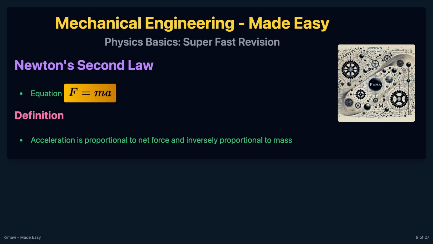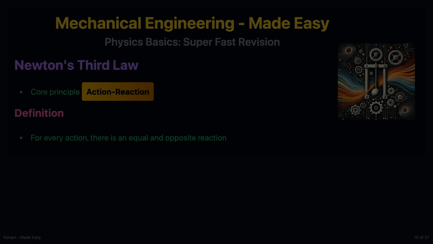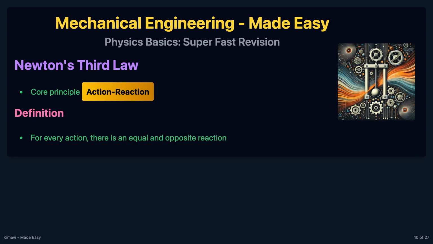Newton's second law states that the acceleration of an object is directly proportional to the net force acting on it and inversely proportional to its mass. This is expressed as F equals ma. Newton's third law states that for every action, there is an equal and opposite reaction.